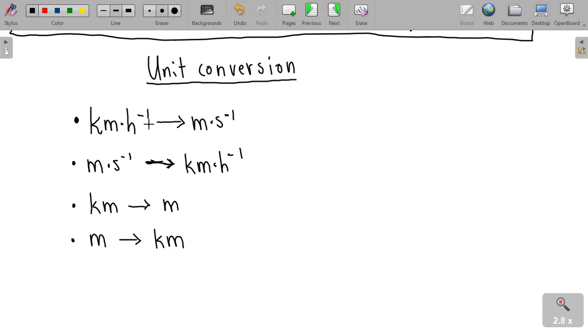So now, if we go from kilometers per hour to meters per second, you must divide by 3.6. And then here, going the other way, you must multiply by 3.6.